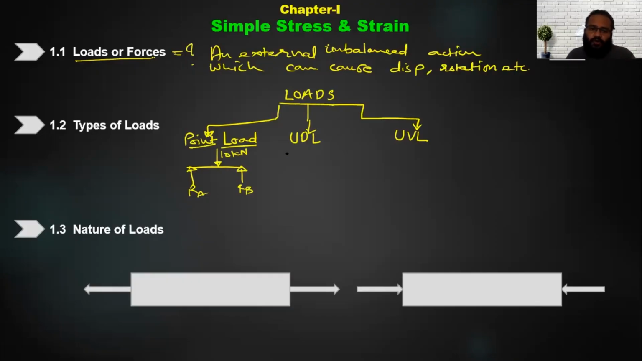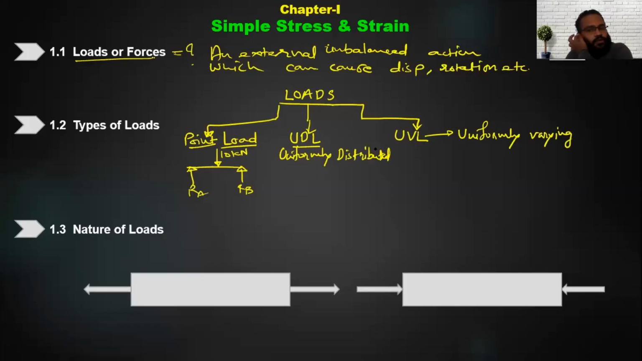Now what is UDL? UDL stands for uniformly distributed load, and UVL stands for uniformly varying load. Now there is a difference between uniformly distributed and uniformly varying load. So what is a uniformly distributed load? A uniformly distributed load means the load intensity remains constant throughout the span, right?